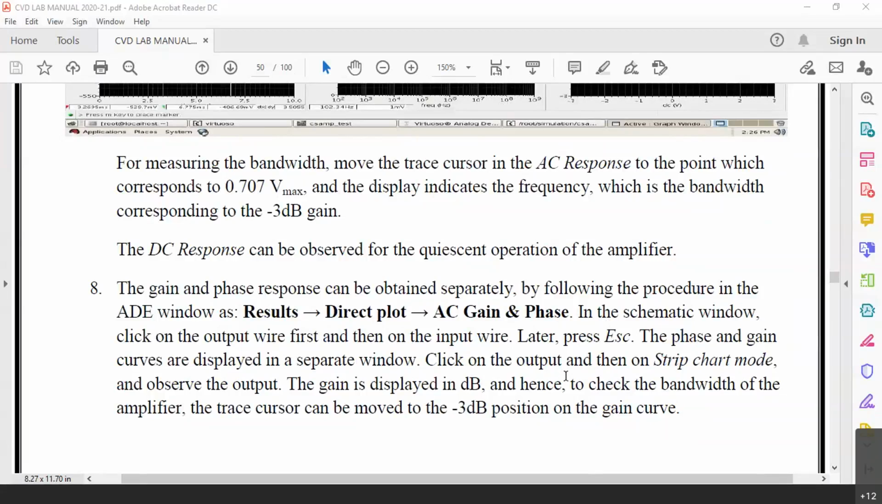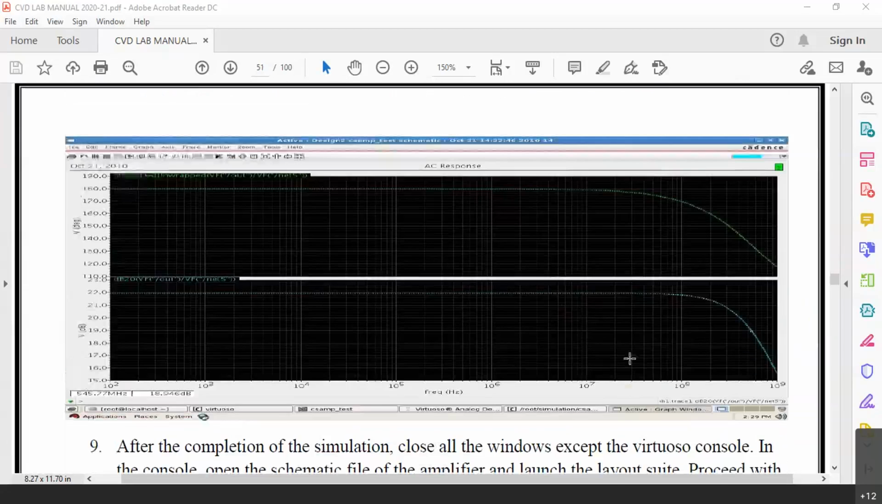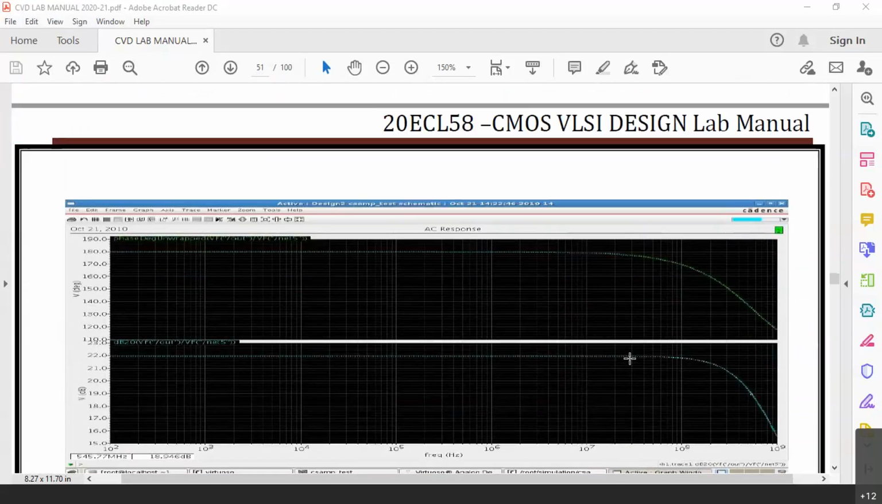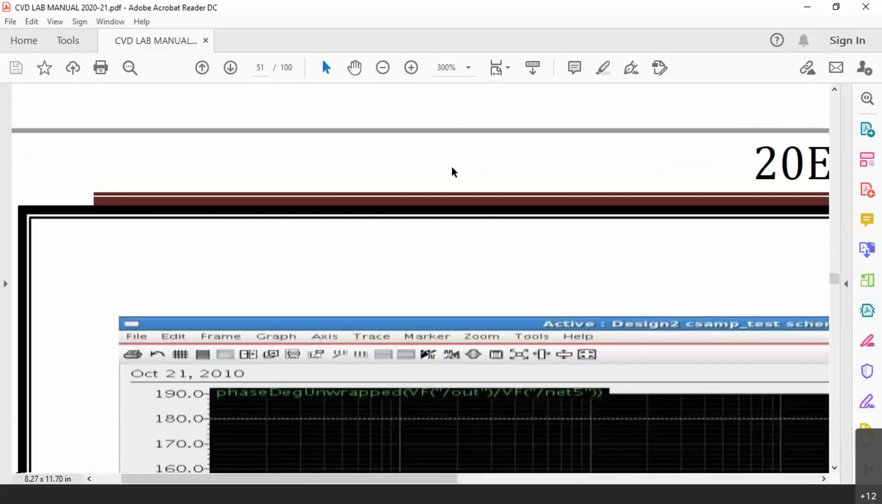Now, you can go for that strip chart mode there, then you can come down, and you will see this particular curve on the screen. You can see the lower one is the gain curve, and the upper one is the phase curve. In the upper phase curve, there is this 180 there, and the lower one is the gain curve. You can see 12.5 times, when it is converted into decibels, is approximately 22 dB. Let me zoom out so you can see it clearly.